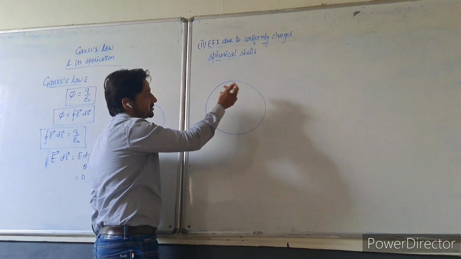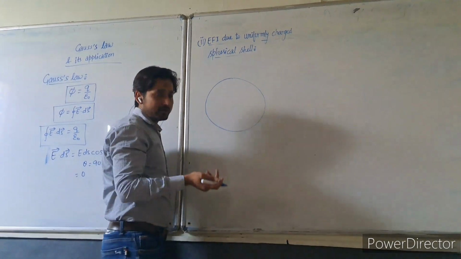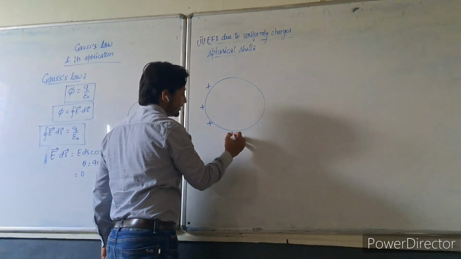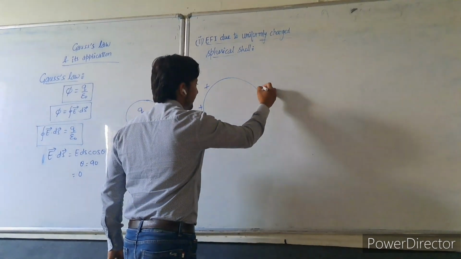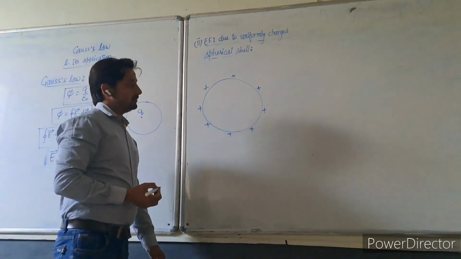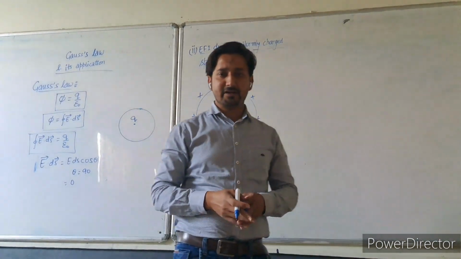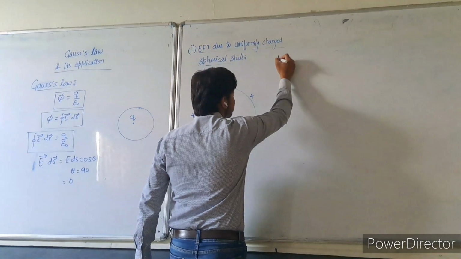So, if I give the charge on this spherical shell or hollow sphere, all the charge will reside on the outer surface of this shell. Okay, now there can be three regions where we can find the electric field intensity. First, inside the sphere.